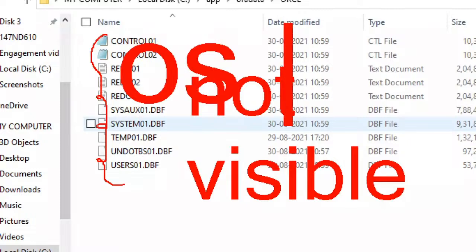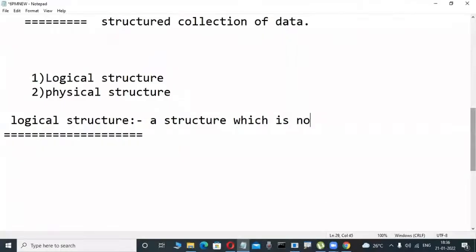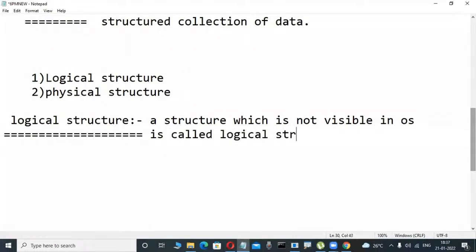Very, very important. Tables are not visible in the C drive, D drive like that. Views are not visible in the C drive, D drive, E drive. A structure which is not visible in the operating system is called a logical structure, the logical structure of the database. That's why when you create a table, we are unable to view it in the C drive, D drive like that.